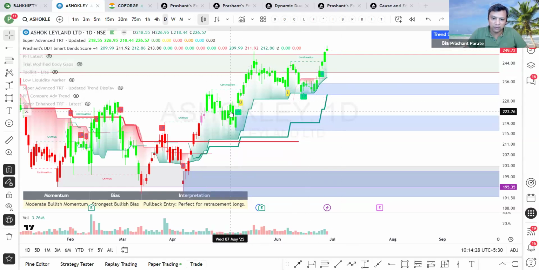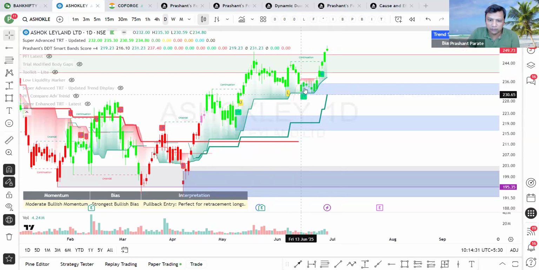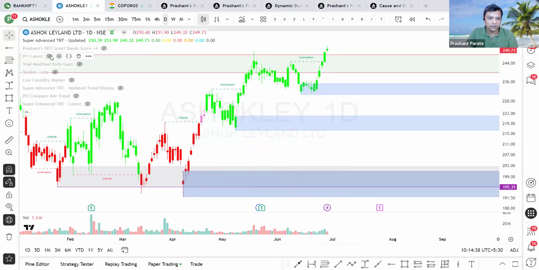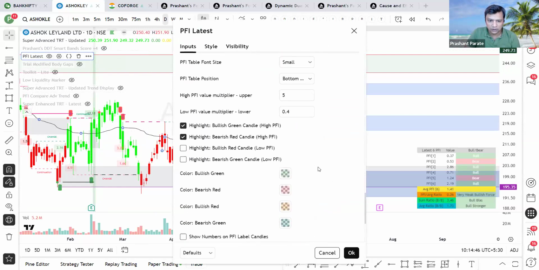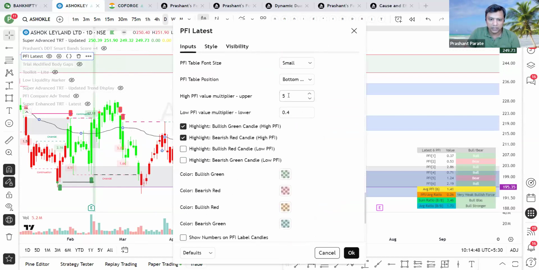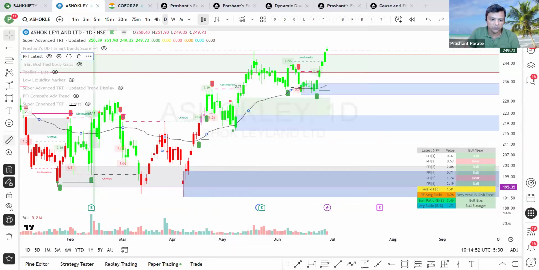5 momentum entries have happened. And actually later on this retracement entry happened and it also came with a momentum entry based on DDT smart bands. How is PFI? It had increased here. So even if there is one time increase, how much is the increase? I have kept it as 5 times. So it has increased by 5 times as compared to previous.